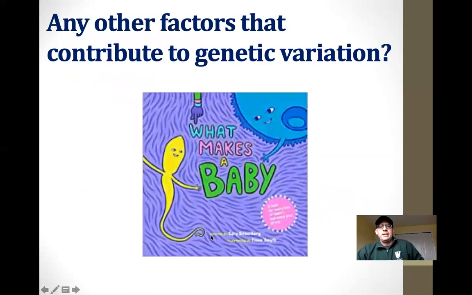Okay. Now, there are, of course, other factors that contribute to genetic variation, such as sexual reproduction, right? That is where most genetic variation comes from in organisms that reproduce sexually. So mutations create the genetic variation, and then sexual reproduction makes sure that different combinations of those different alleles that are created are passed down to the next generation.